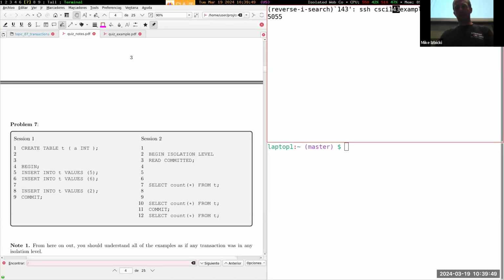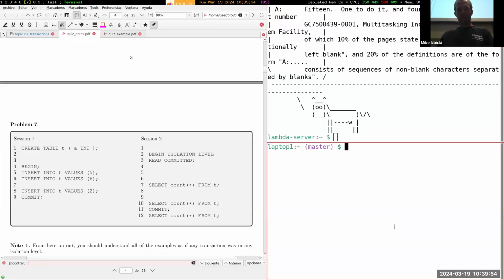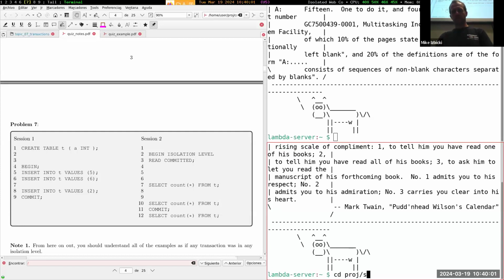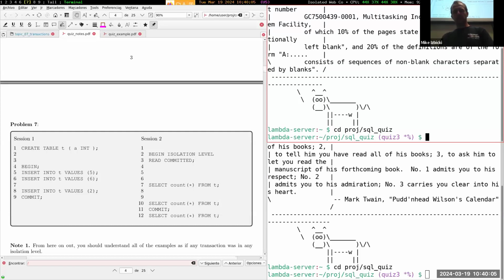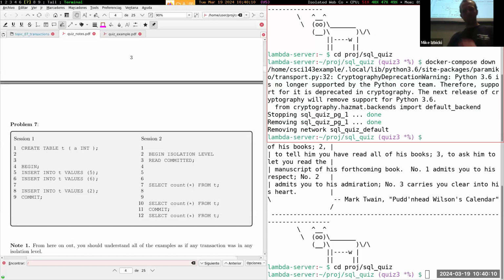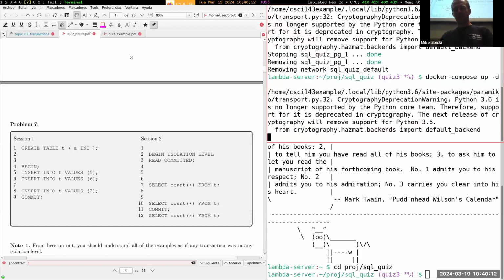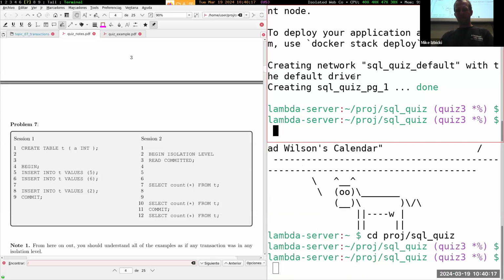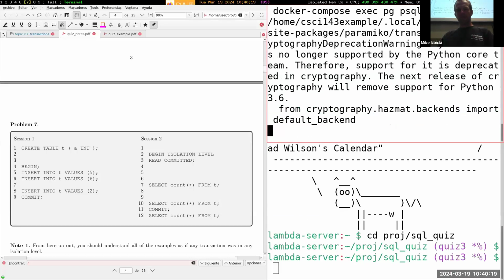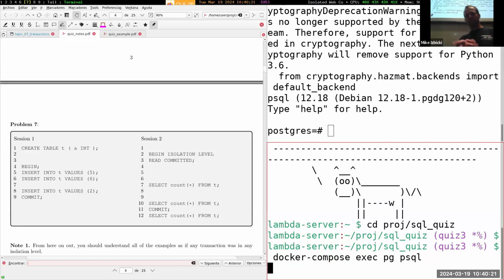And let's see. Let's reconnect. Sorry that this happened. And let's go into the SQL quiz, the project SQL quiz, and just to make sure that we're in a sane state, bring everything down and back up with -D, make things big again, and Control R psql, to be connected in psql in both places.